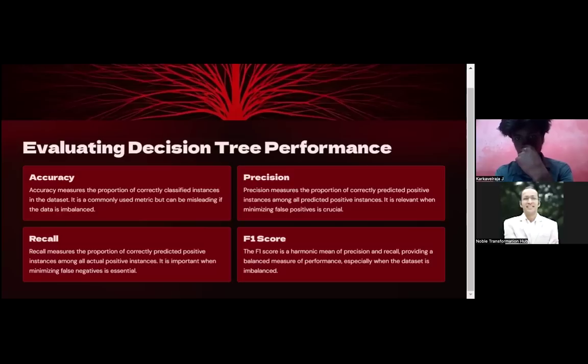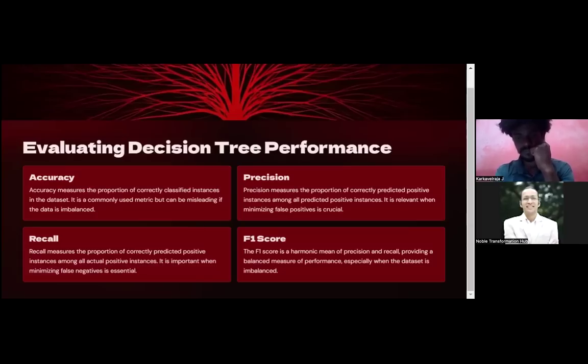Then we have the F1 score, which is the harmonic mean of precision and recall and provides a balanced measure of performance, especially when the data set is imbalanced. So the game for the F1 score is balance. It will balance precision and recall, but you should still be minimizing false positives and false negatives in precision and recall. Then you will have a balanced F1 score, guys. The data set should not be imbalanced.